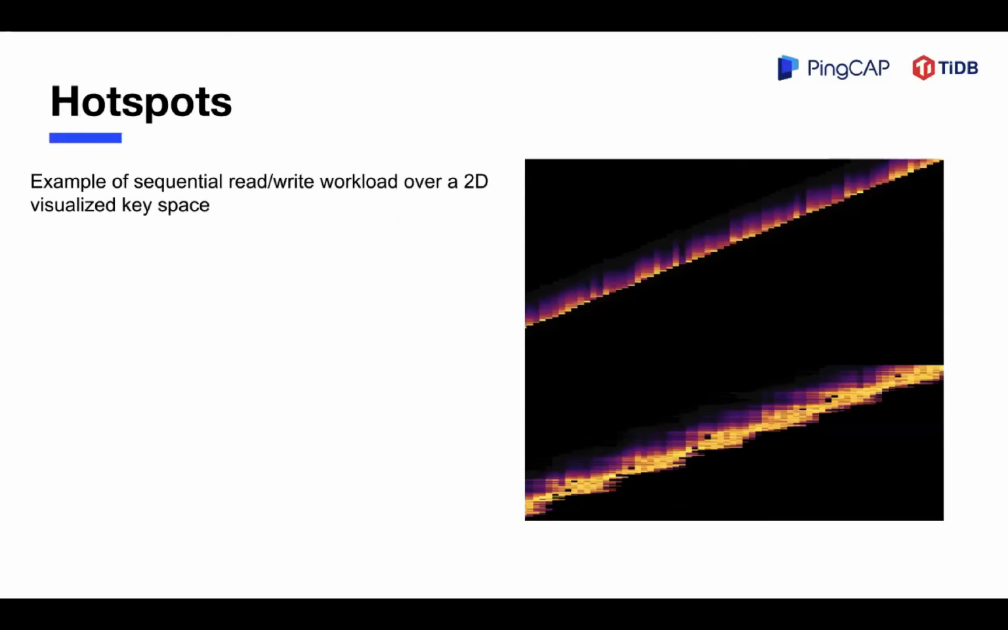Here's a picture of the key visualizer where you have some hotspots. So this is just a 2D space. You have time in one axis and the different ranges in another. And there can be hotspots both in read and in write.